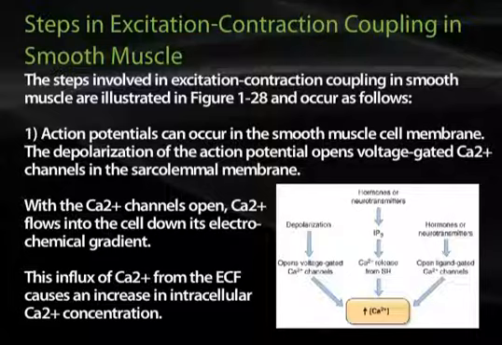The steps involved in excitation-contraction coupling in smooth muscle are illustrated in Figure 1-28, also found on page 40 of your book, and occur as follows. Number 1. Action potentials can occur in the smooth muscle cell membrane. The depolarization of the action potential opens voltage-gated calcium channels in the sarcolemmal membrane. With the calcium channels open, calcium flows into the cell down its electrochemical gradient. This influx of calcium from the extracellular fluid causes an increase in intracellular cytosolic calcium concentration.